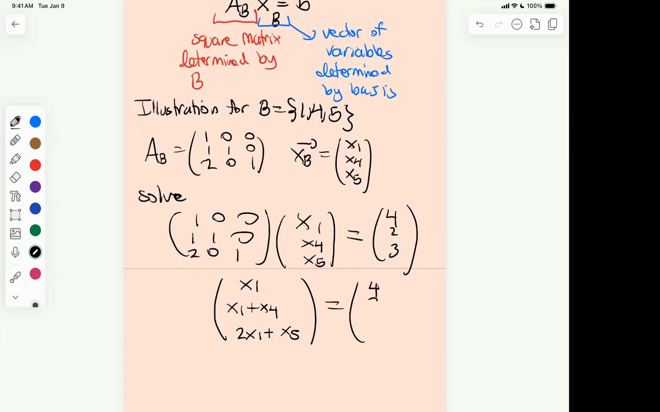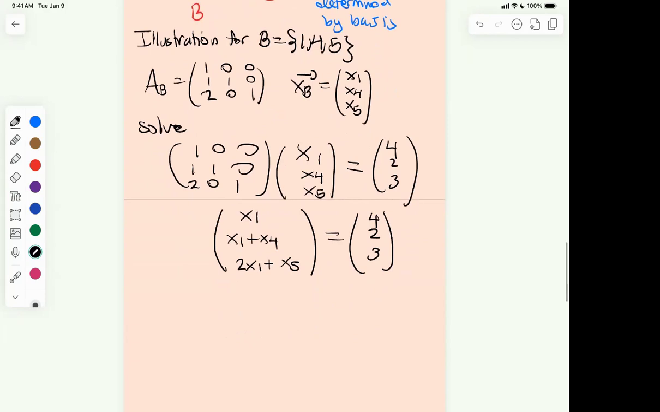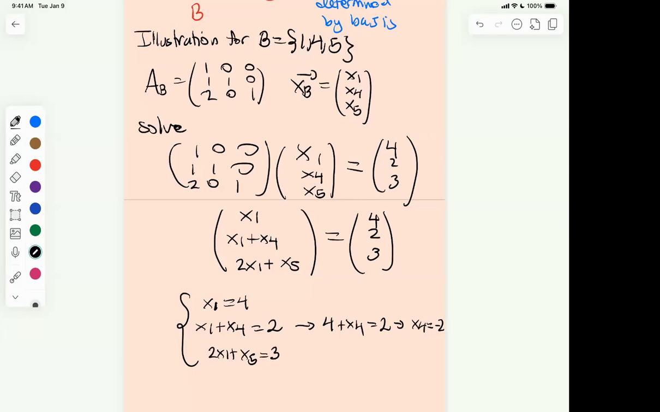So that gives you 4, 2, 3. The first equation says that x1 equals 4. Then x1 plus x4 had to be 2, so 4 plus x4 had to be 2, which gives you that x4 has to be -2. And then 2x1 plus x5 had to be 3, so 2 times 4, that's 8, plus x5 equals 3. And so that gives you that x5 equals -5.